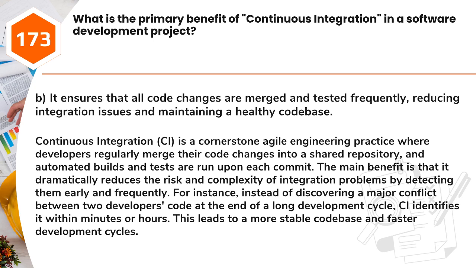Answer, B. It ensures that all code changes are merged and tested frequently, reducing integration issues and maintaining a healthy code base. Continuous integration, CI, is a cornerstone Agile engineering practice where developers regularly merge their code changes into a shared repository, and automated builds and tests are run upon each commit. The main benefit is that it dramatically reduces the risk and complexity of integration problems by detecting them early and frequently. For instance, instead of discovering a major conflict between 2 developers' code at the end of a long development cycle, CI identifies it within minutes or hours. This leads to a more stable code base and faster development cycles.